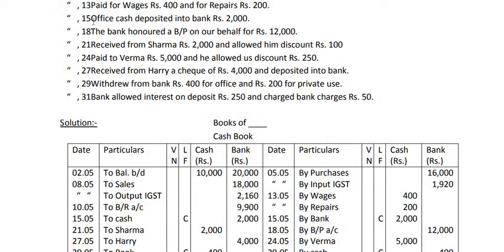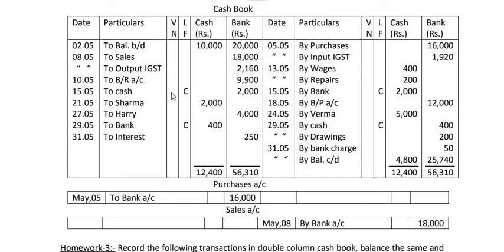Then office cash deposited into bank 2,000. Here we are depositing the cash from the office into the bank. So there will be a contra entry. The entry will be bank account debit to cash account. So on the debit side we shall write to cash account in the bank column. And on this side we write by bank account in the cash column.